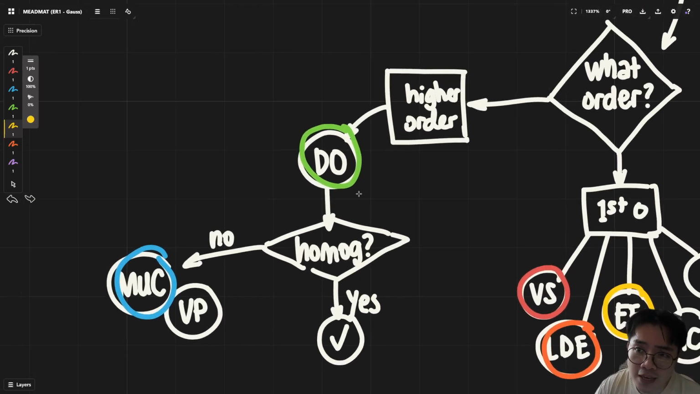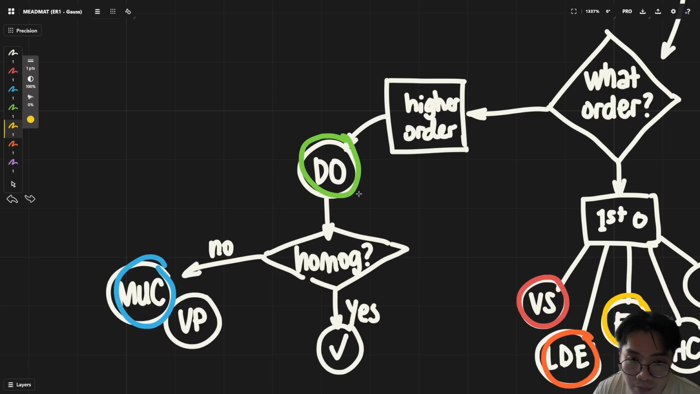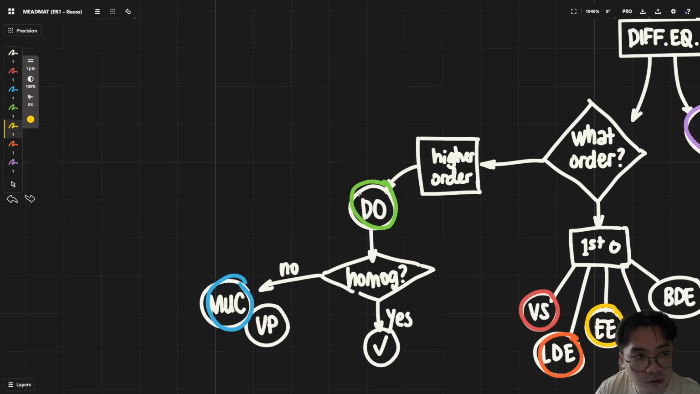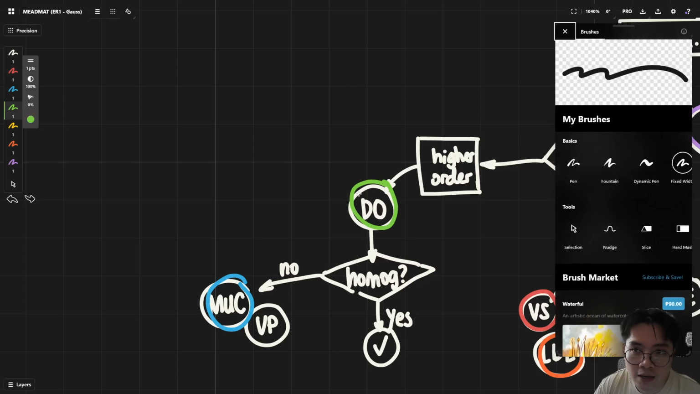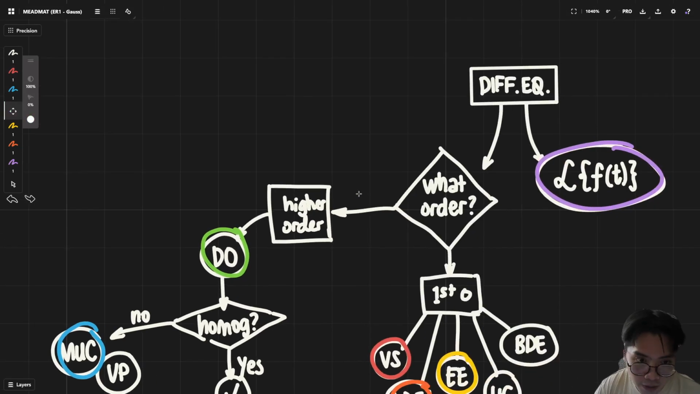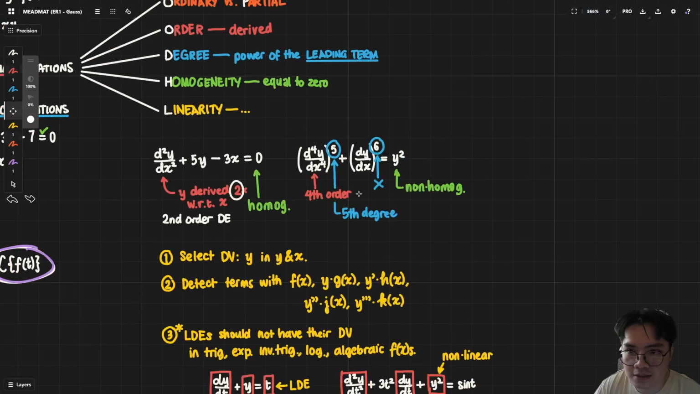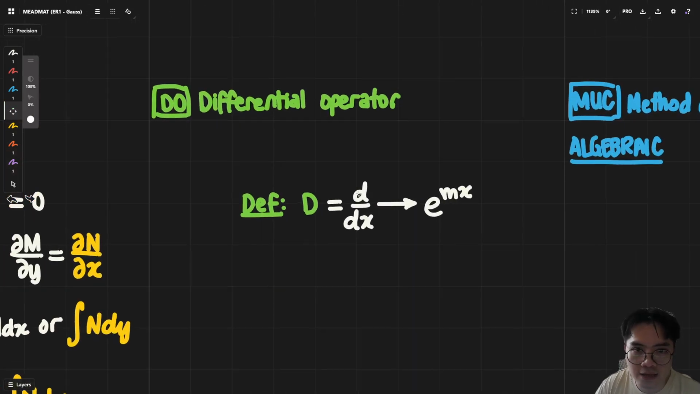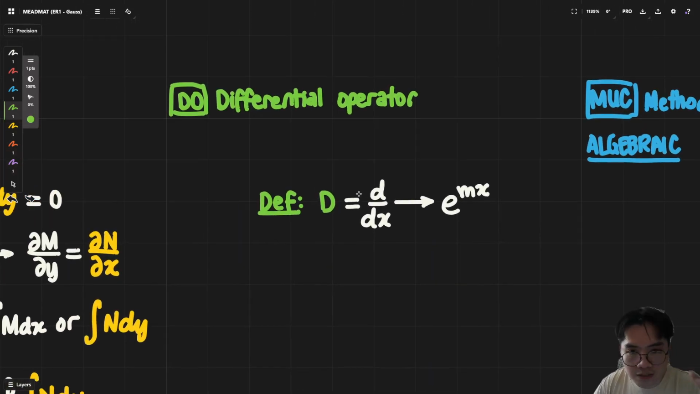What now if the order of your differential equation is higher than 1? What if it's now second order, maybe third order? What we're supposed to do first and foremost is to use the differential operator, the DO. In this case, we will now go on to the DO. This is the focus of this video.